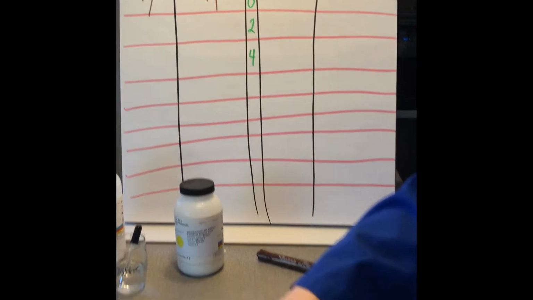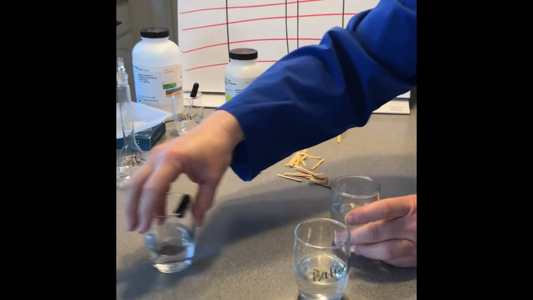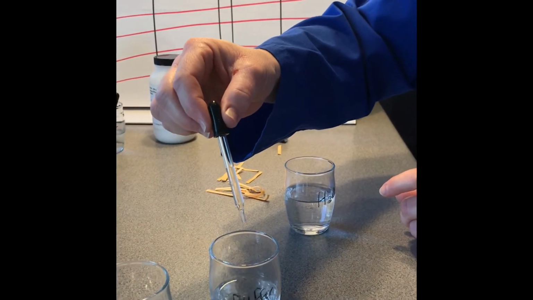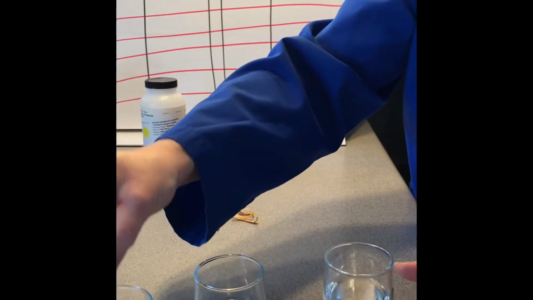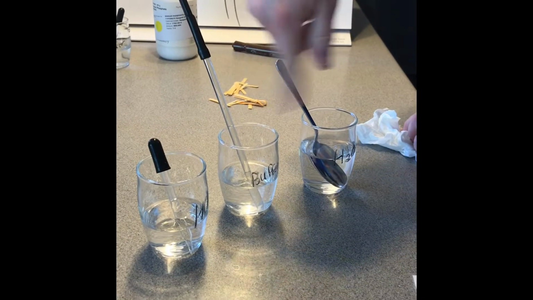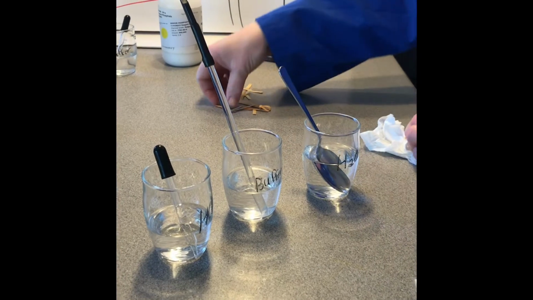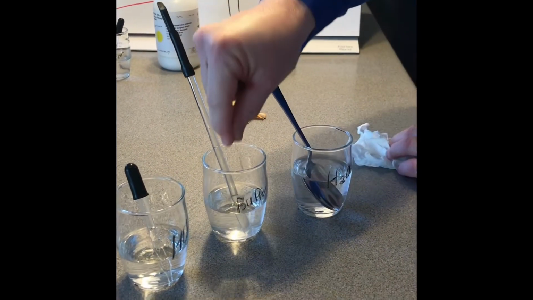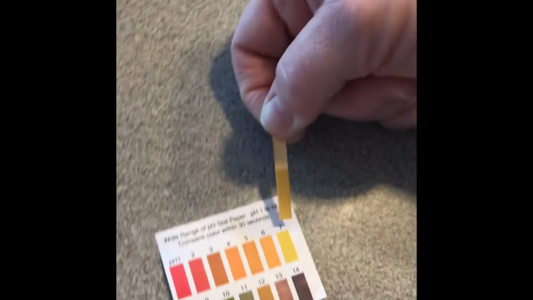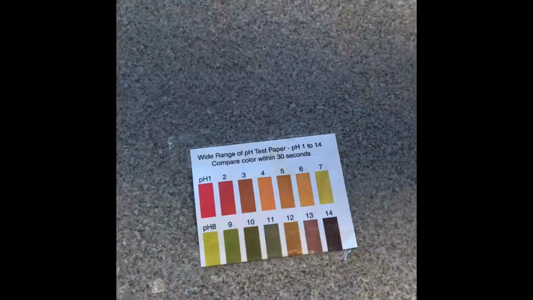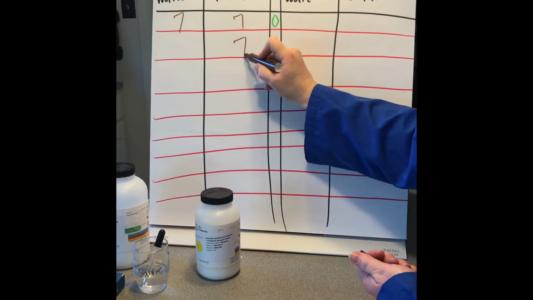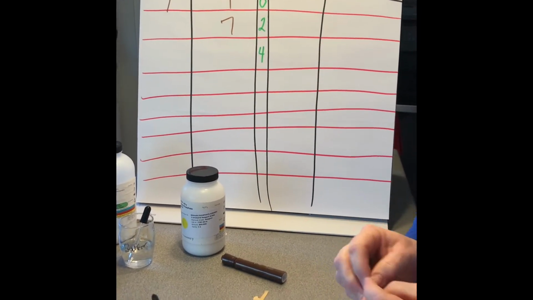Now I am going to take my buffer and add 2 drops of HCl. Now we'll do 2 drops of HCl to our water. I've just added 2 drops of HCl to the buffer and 2 drops to the water, and gave them a little stir. After 2 drops of the HCl, I can look at the buffer and it's still a pH of 7. So we'll put that in our little chart: buffer after 2 drops of acid is pH 7. Now I'll test the pH of the water.